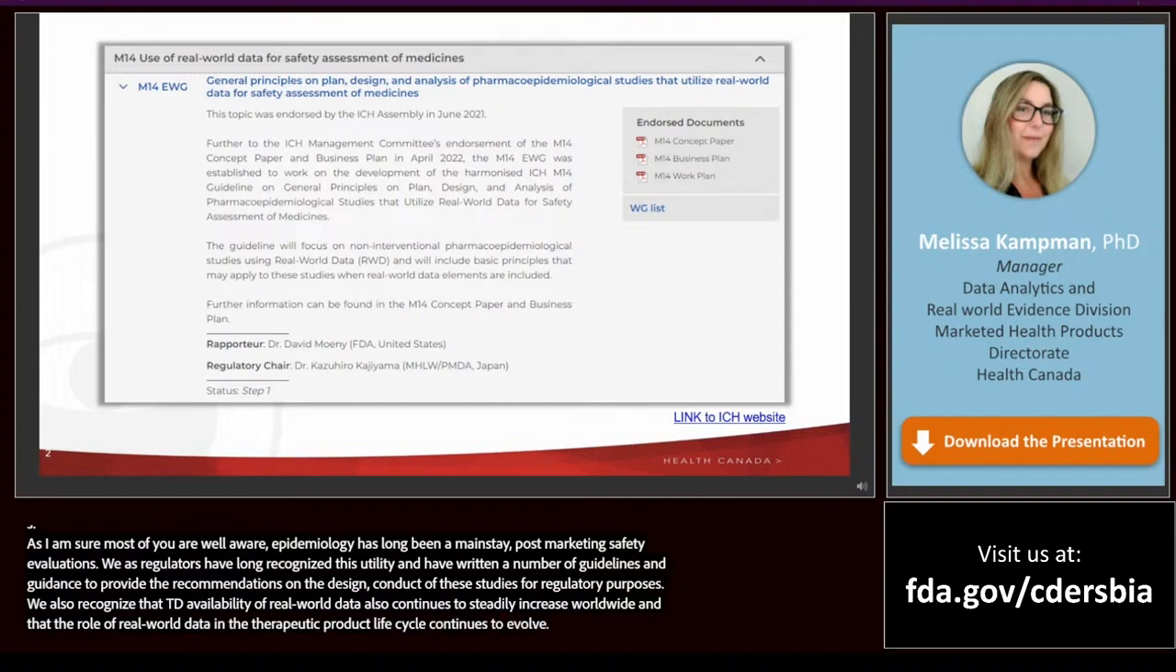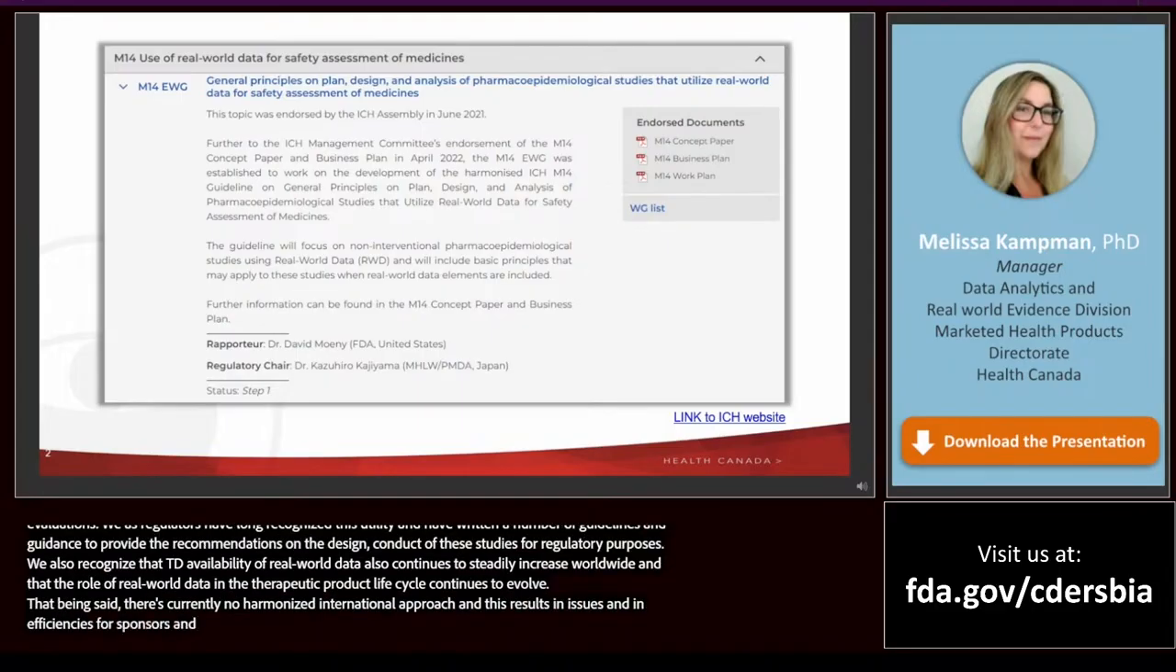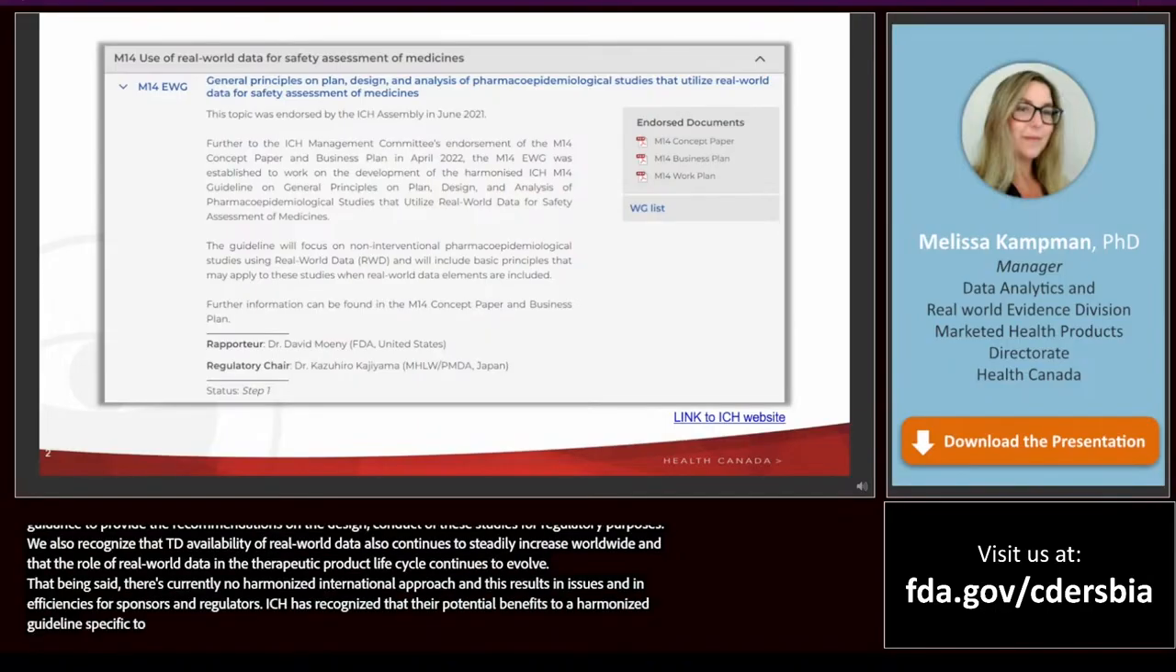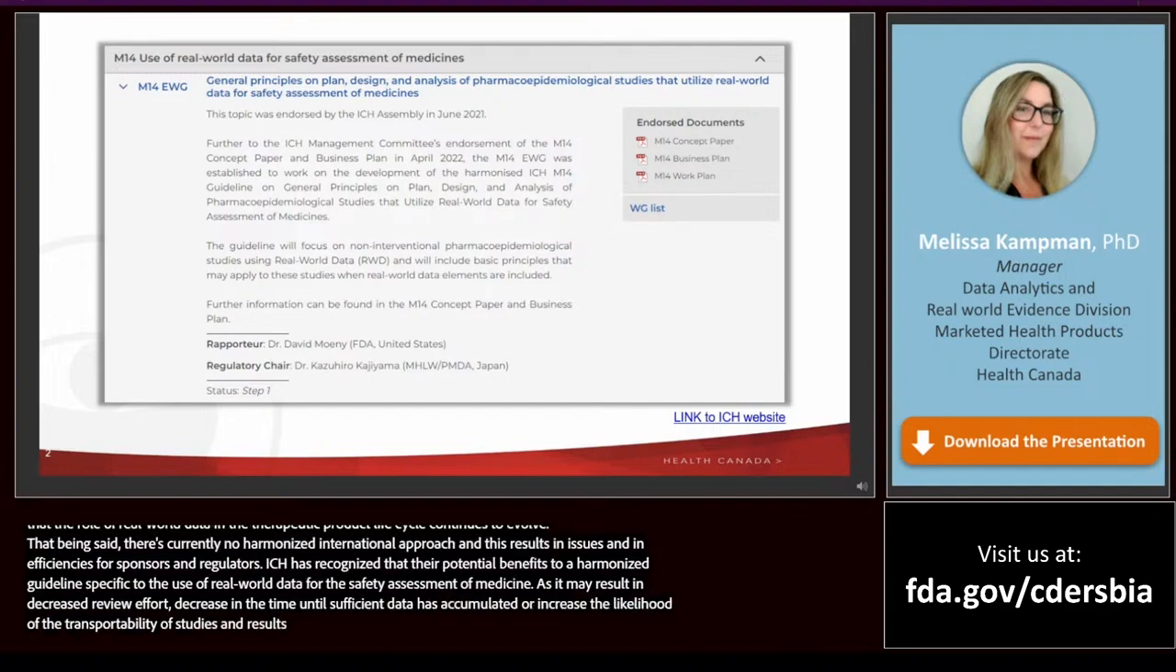That being said, there's currently no harmonized international approach here, and this may result in issues and inefficiencies for both sponsors and regulators. ICH has recognized that there are potential benefits to a harmonized guideline specific to the use of real-world data for the safety assessment of medicines, as it may result in decreased review effort, a decrease in the time until sufficient data is accumulated, or increase the likelihood of the transportability of studies and results across regulators.